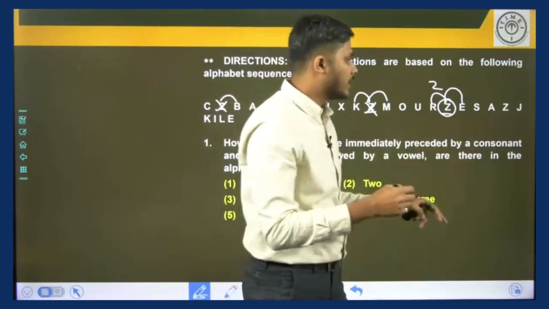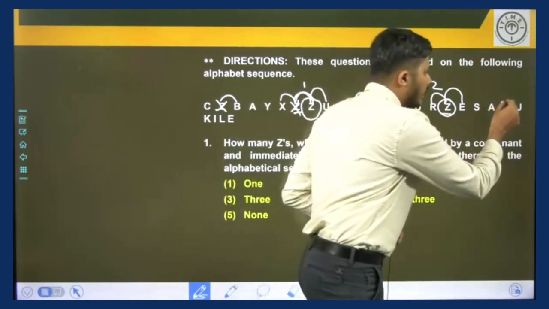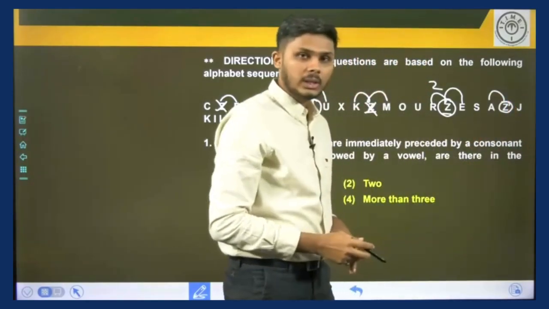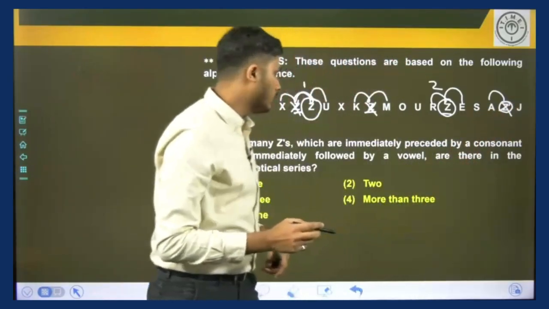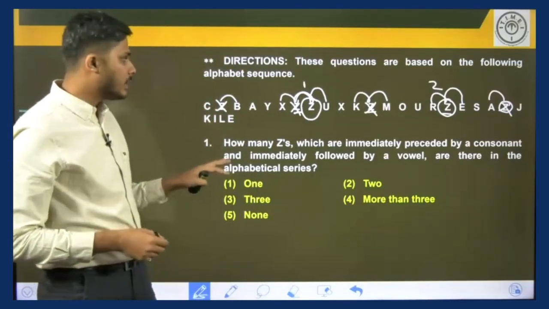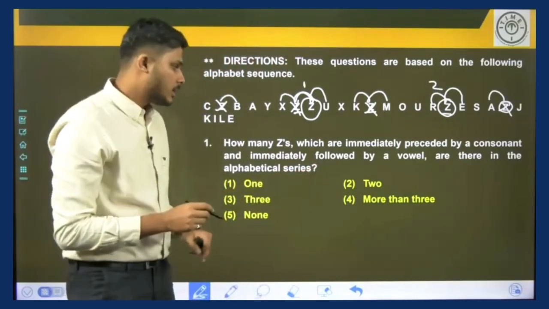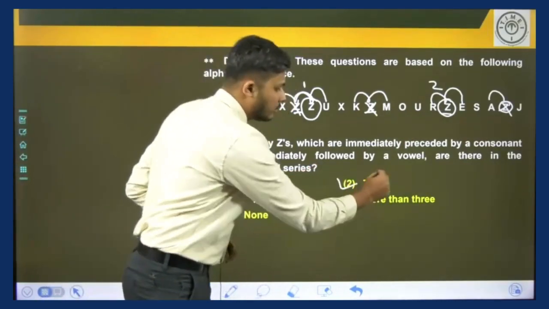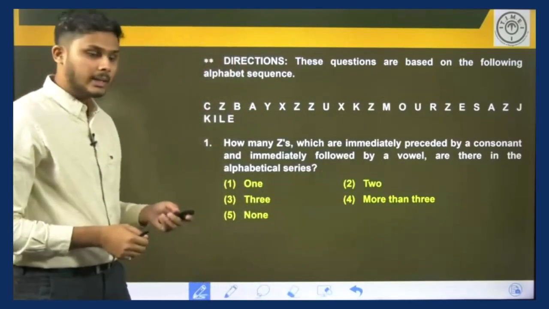And the next Z, this is not immediately preceded by a consonant, it is preceded by a vowel. So this Z is also not counted. So we are done with all the Z's. Only 2 Z's follow the given condition, and the choice is 2. So now let's look at the next question.